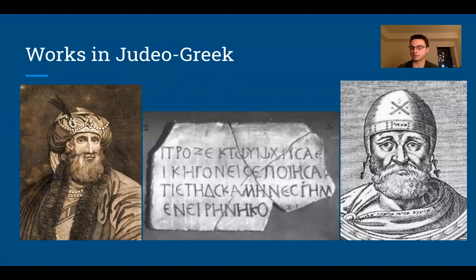There exists an abundance of works in the Judeo-Greek language from throughout its history. Works by writers like Josephus Flavius on the left and Philo of Alexandria on the right were written in Judeo-Greek. Judeo-Greek is also present in the epigraphs of Jews throughout the Mediterranean. Perhaps the most famous Judeo-Greek work is the Septuagint, a Judeo-Greek translation of the Hebrew Bible.